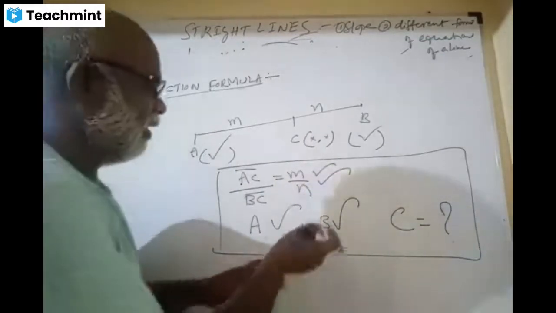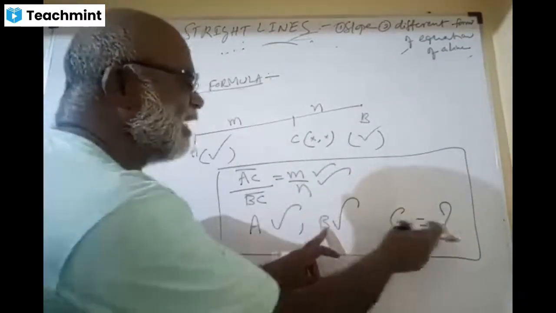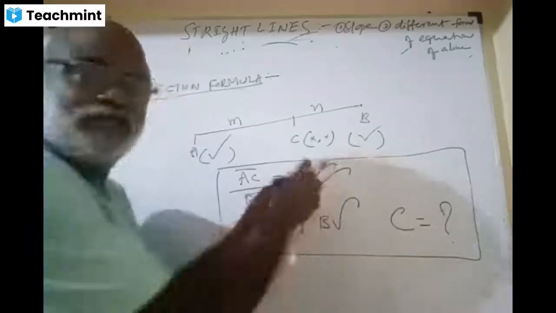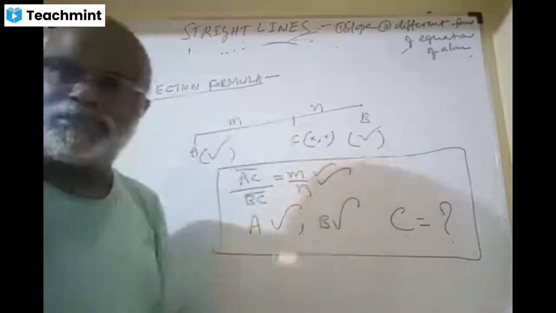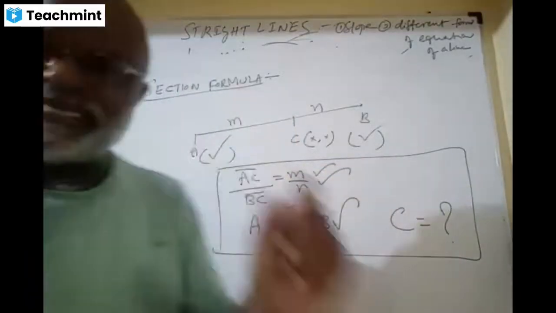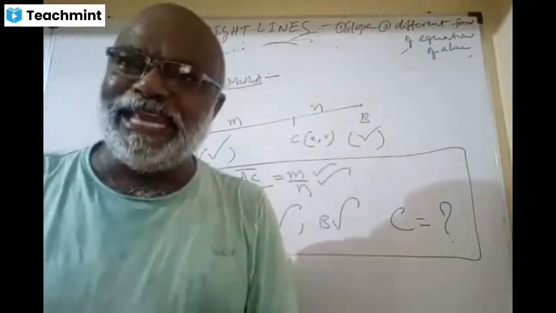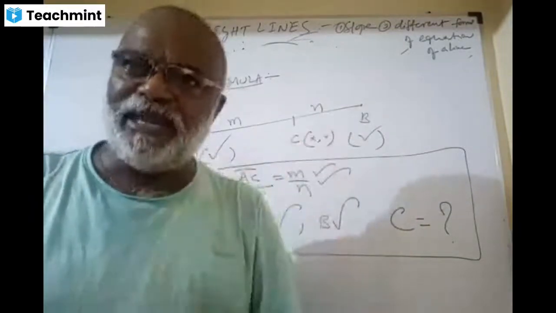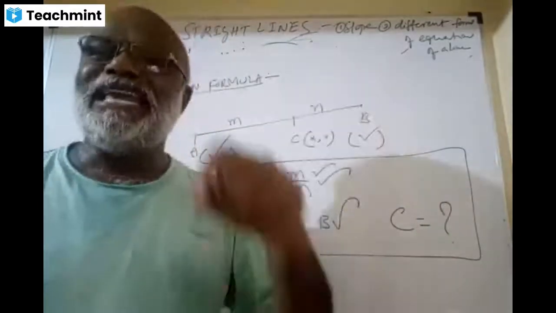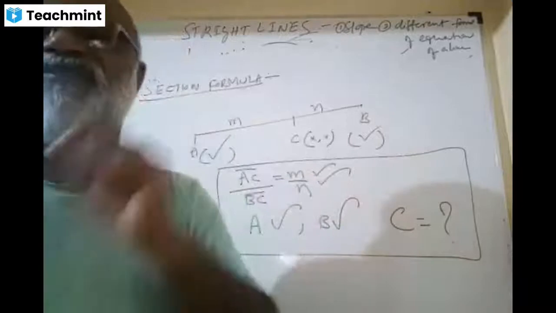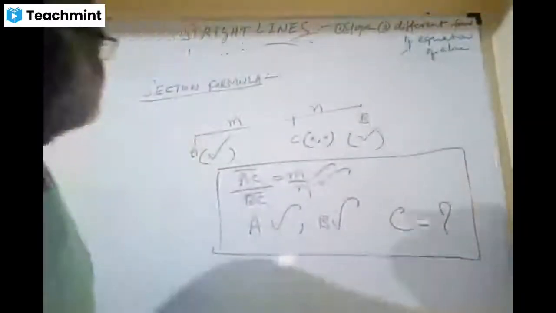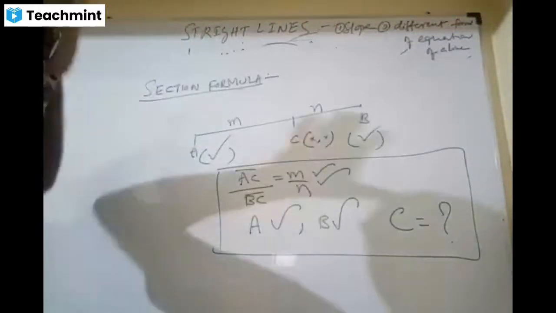Of course, if in place of C unknown, this is known, you can find out this. Or if these three are given, you can find out the ratio. This is again mathematics, not to worry too much about that. So basically, there is a line segment AB with the given points A and B, divided by another point called C in the given ratio m is to n. Then find the coordinates of C. That is the story of the section formula.